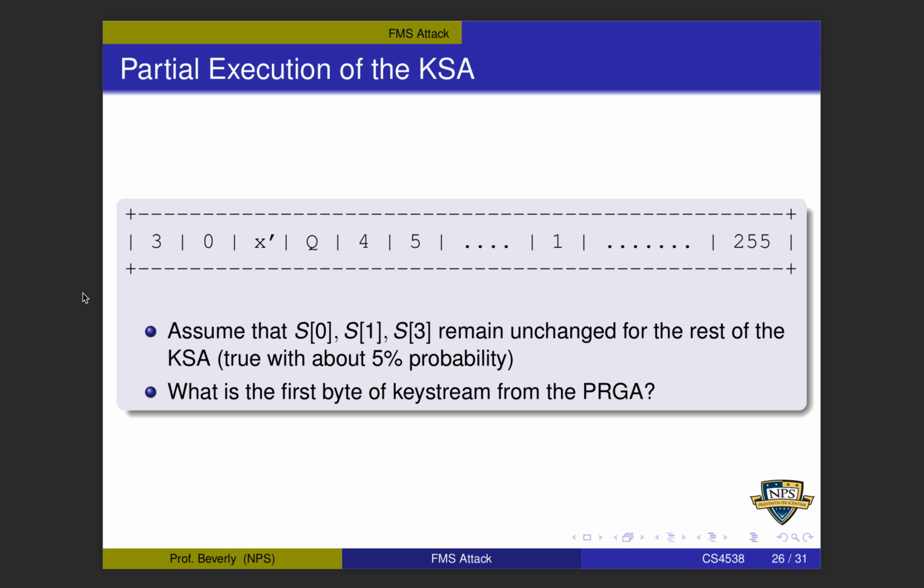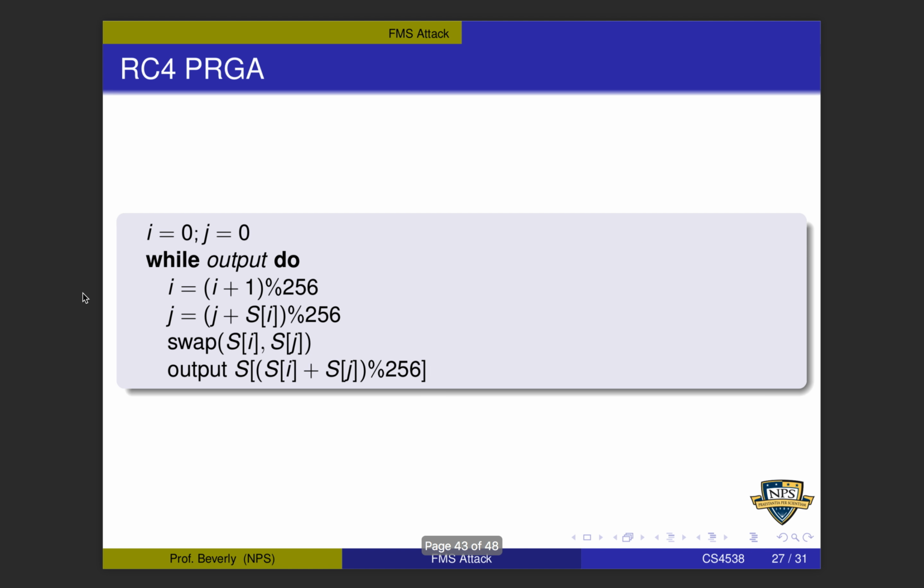Okay? If that's the case, then what is the first byte of keystream from the pseudo-random generation algorithm? Well, let's review the pseudo-random generation algorithm. We start out again with these 2 pointers, I and J, initialized to 0. And then for as many bytes as we need output, we're going to update I equals I plus 1, of course, modulo 256. J is going to be the old value of J plus the value of the S box at position I.